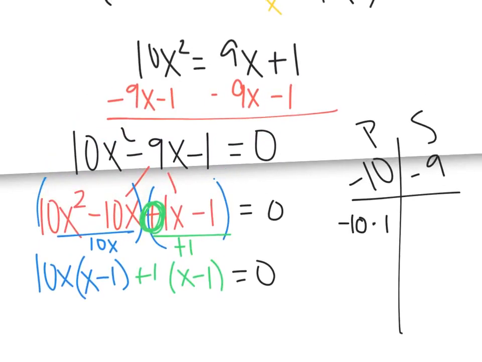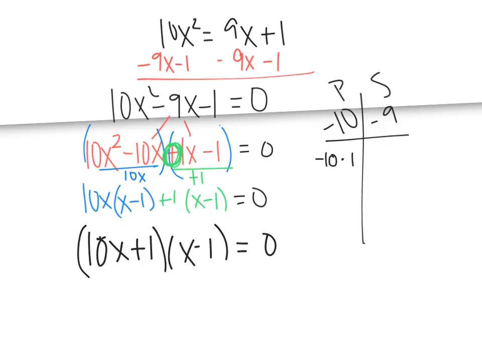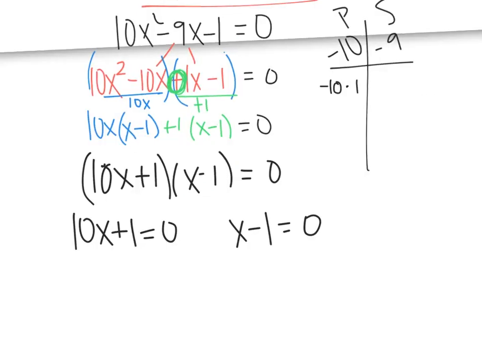And so then my final factors are 10x plus 1 and x minus 1. And then I need to set each of those equal to 0 to find my answers. So 10x plus 1 equals 0 and x minus 1 equals 0. Start with the second one. What's the answer going to be for the second factor? 1. Okay, easy math. Don't have to think about that one. The other one's going to be negative 1 over 10 once you solve it for x. And then what should you do? Plug them in.